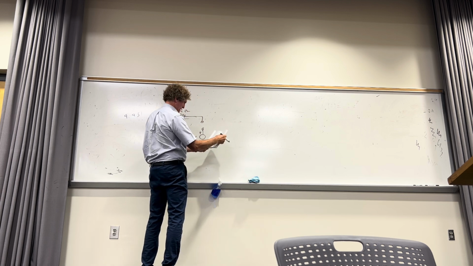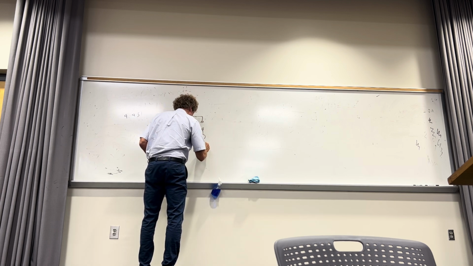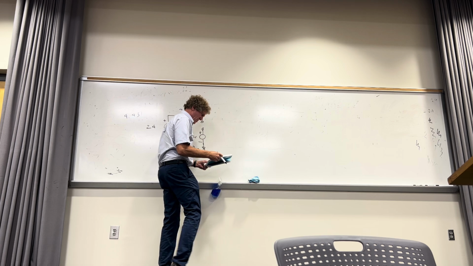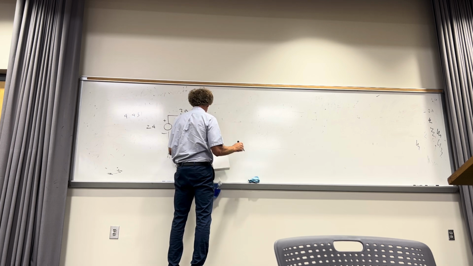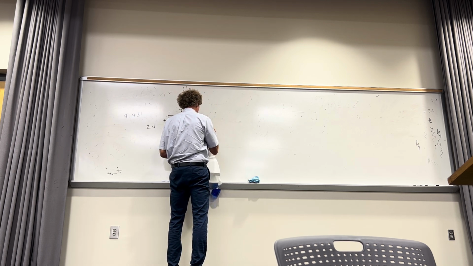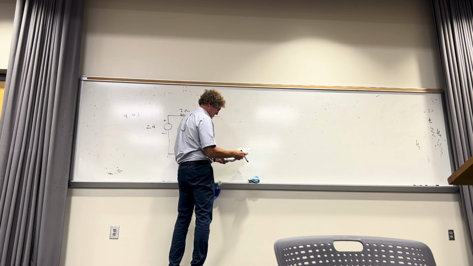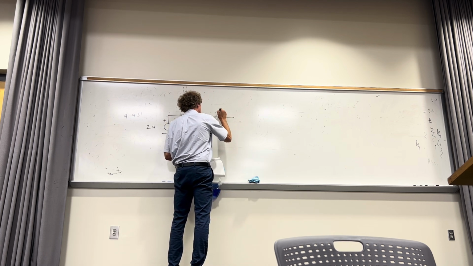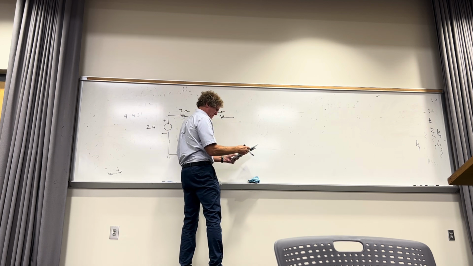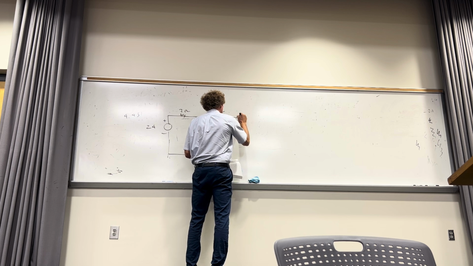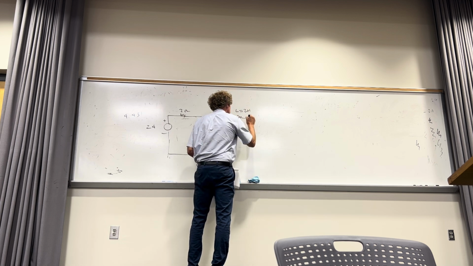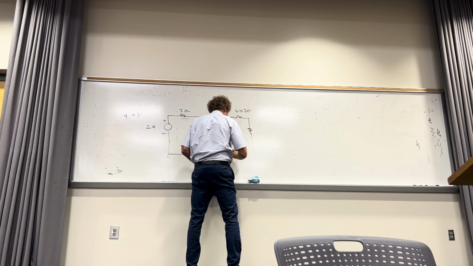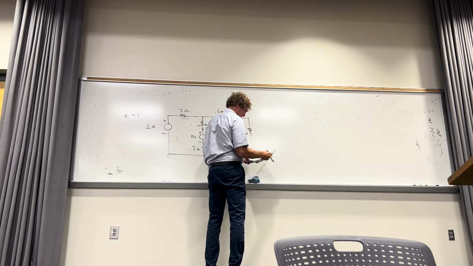And 2 ohms. Then you have 1 ohm. The switch opens at t equals 0. Okay. Then, what is this? Resistor 1 ohm. And an inductor of 2 henries. And then a resistor of 4 ohms. And they want this.